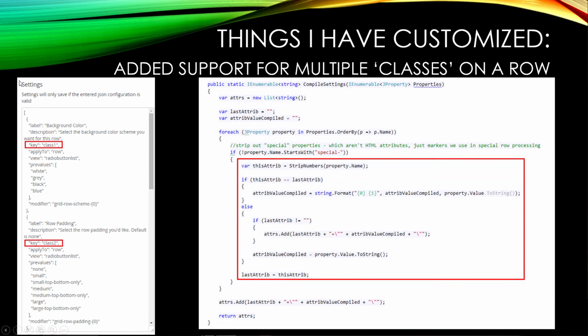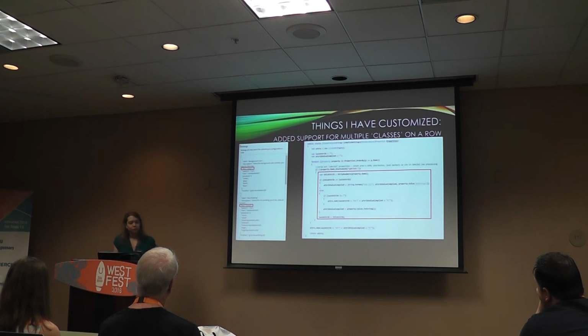Also, at least in the older version, I will not comment on 7.4 in case this has changed, you could only put one of each type of attribute on a row. So if you wanted to have multiple options, like we want to allow them to pick the padding for this row, we want to allow them to pick background color for this row, we want to pick an image for this row, and you wanted to make them classes, which is what the CSS front-end people like, you were a little bit out of luck because they were only expecting one unique attribute name for each of those properties. And we couldn't have that.